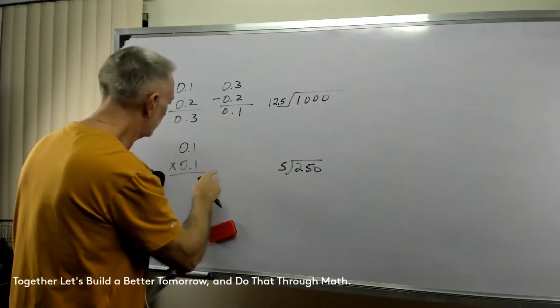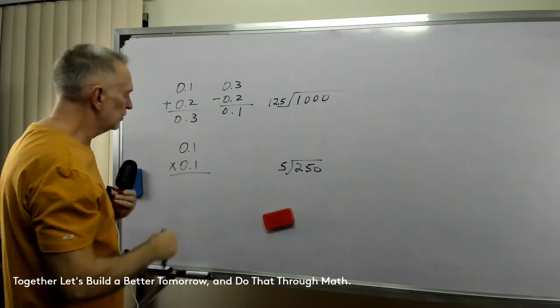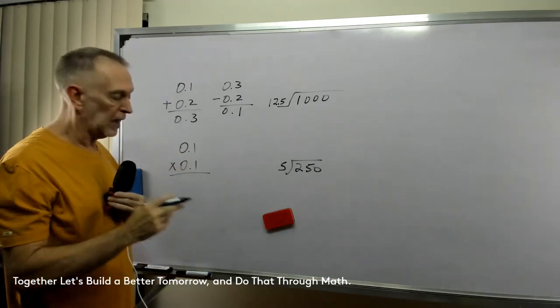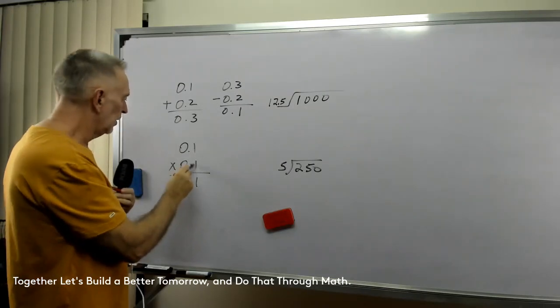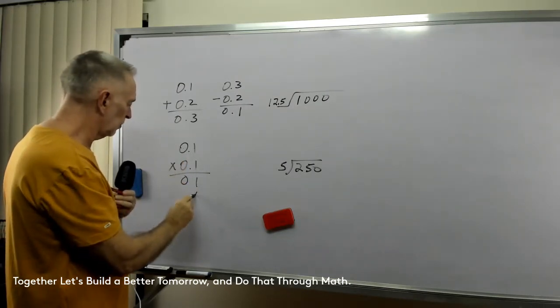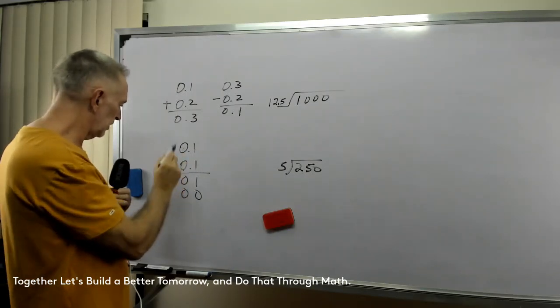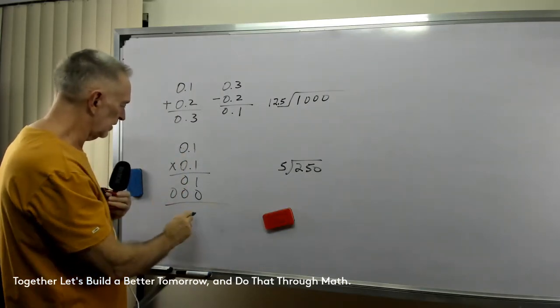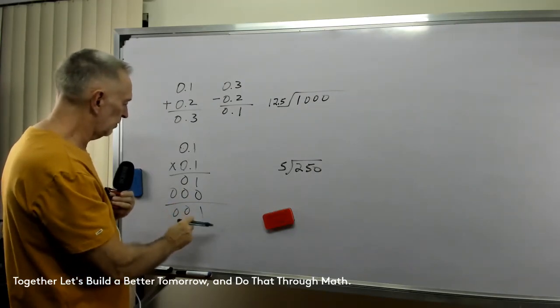These two. Let's start with multiplication. If I had 0.1 times 0.1, 1 times 1 is 1. 1 times 0 is 0. Bring a 0 down. 0 times 0, 0, 0, 0, 0. Okay, let's add that up. 0 plus 1 is 1. Rest of it are zeros.